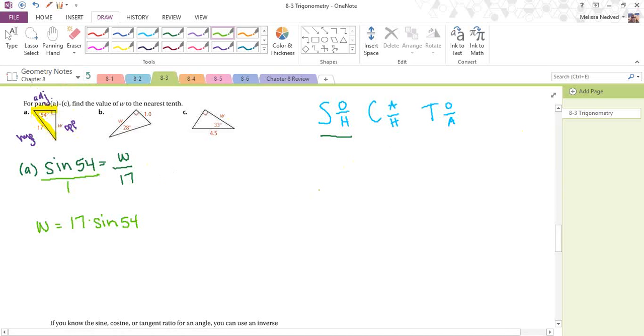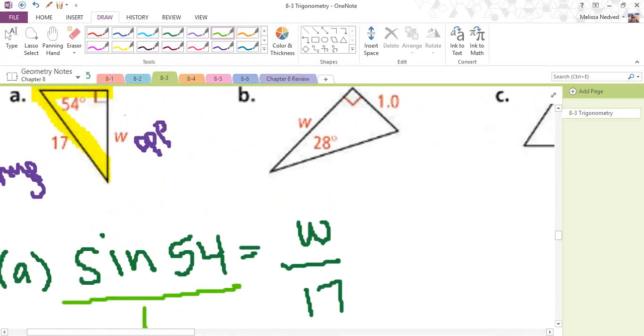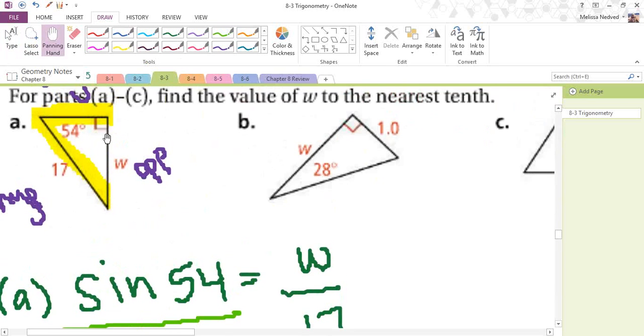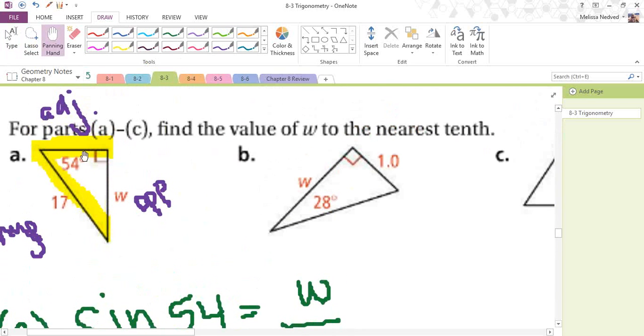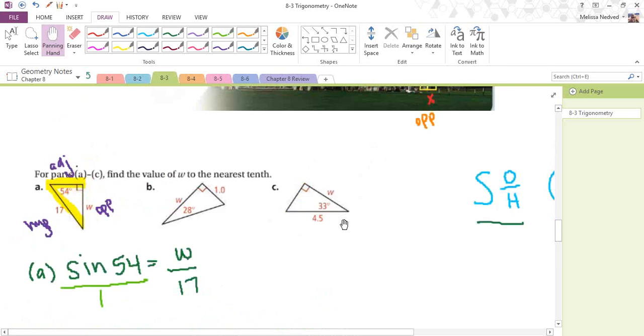Okay, Patrick, so the question is, if I don't know the adjacent, why did I put 54? 54 is not referring to that adjacent side. 54 is only the angle measure. It's not the adjacent side. 54 is the angle. Just like in part B, 28 is this angle right here. It's not this missing side. Does that answer your question, Patrick?